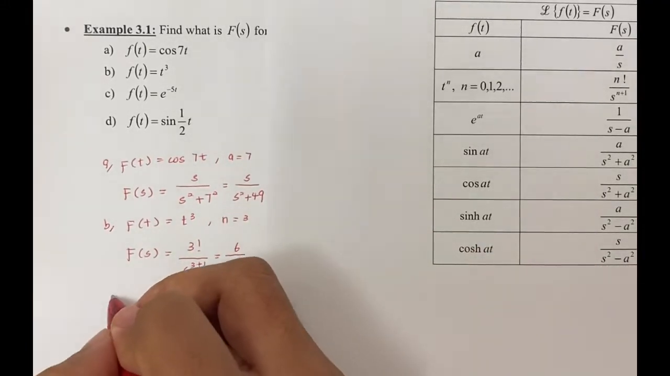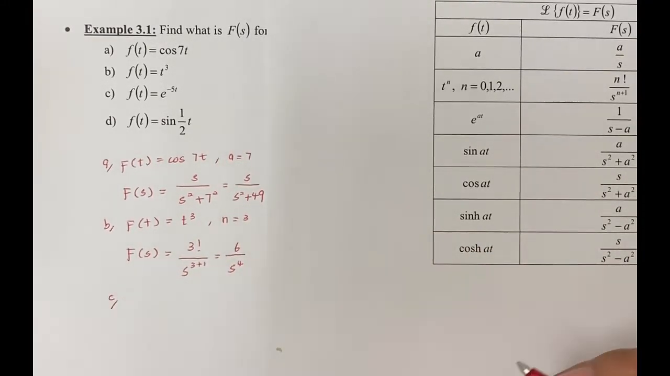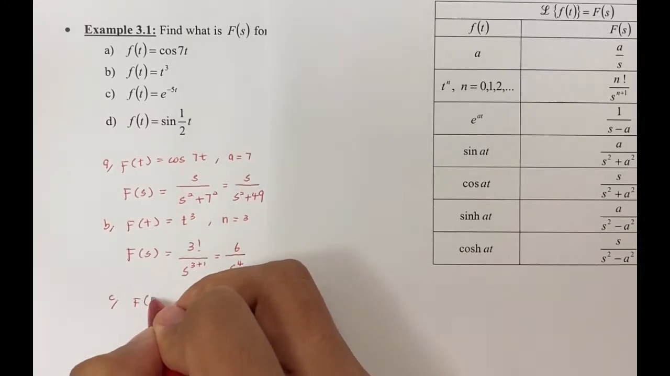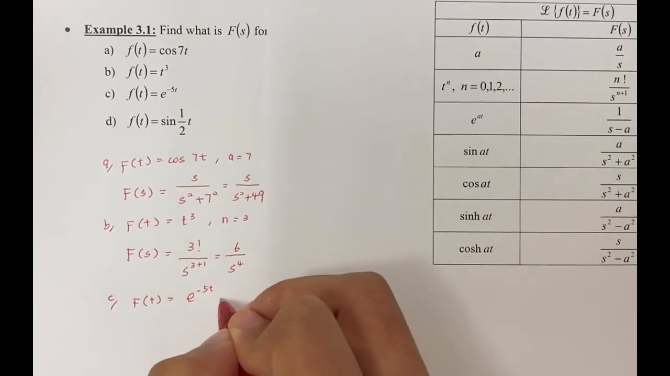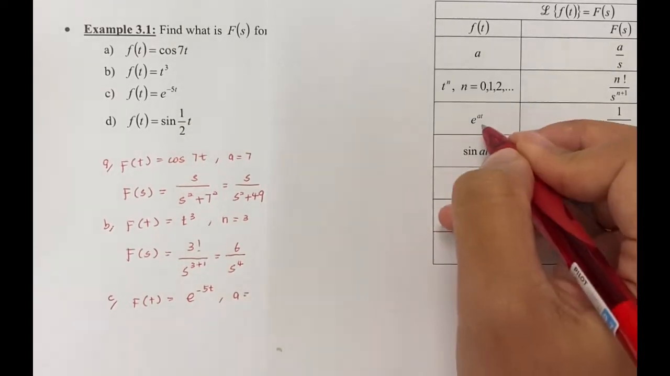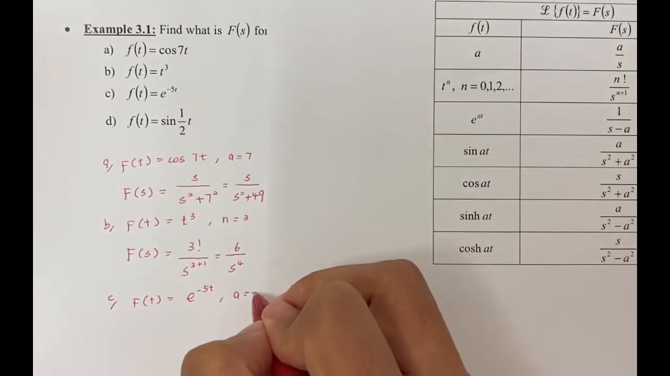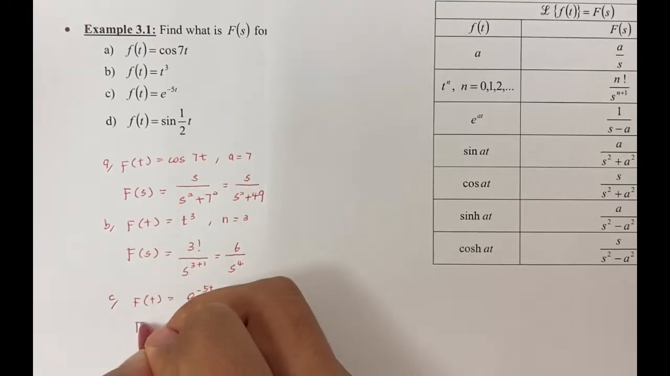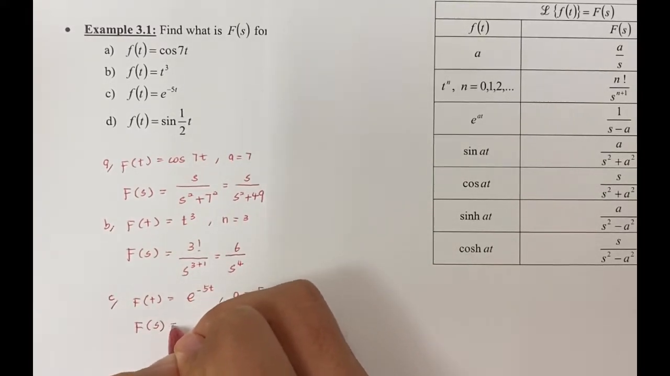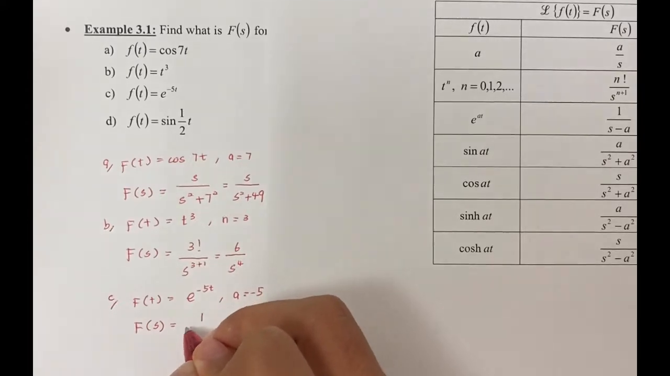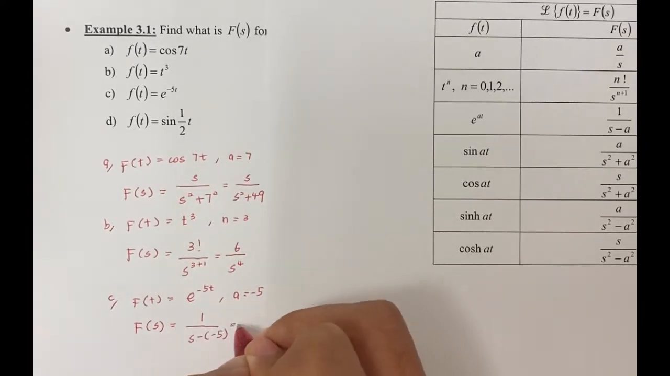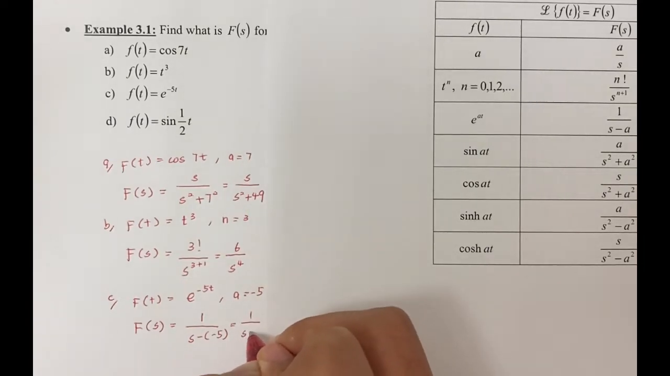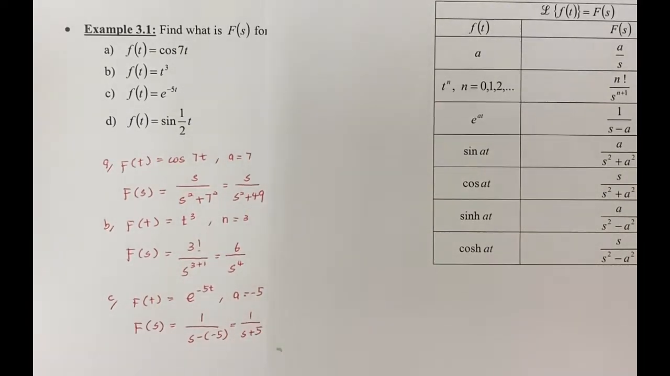And then for c, f(t) is equal to e to the power of minus 5t. So a is equal to negative 5. So F(s) is equal to 1 over s minus a, which is 1 over s minus negative 5, and this is 1 over s plus 5.